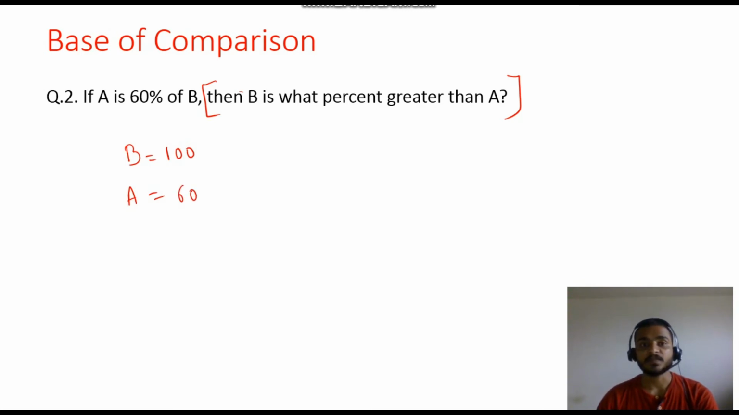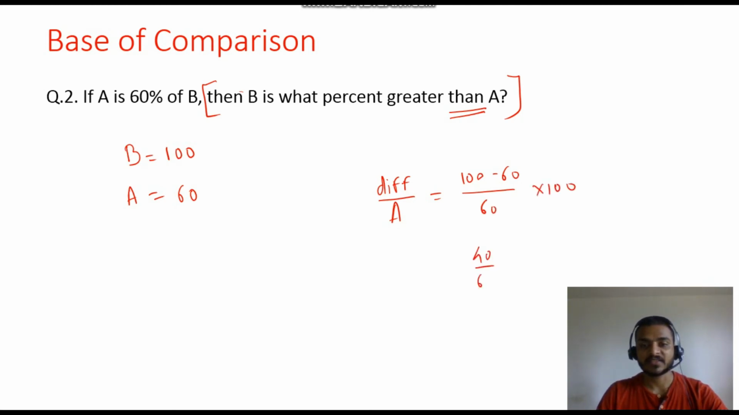Now the question is B is what percent greater than A? So greater than A, which means the base of comparison is A, and since it is "greater than", the comparison should be the difference. Okay, so I am comparing the difference with respect to A. So the difference here is going to be 100 minus 60, and the base is again A, which is 60, into 100. So the difference is 40.